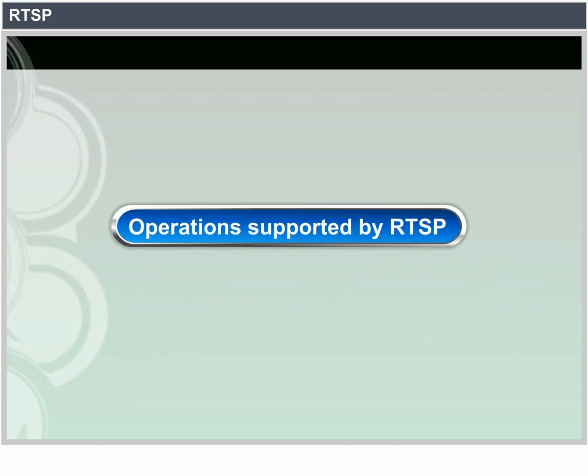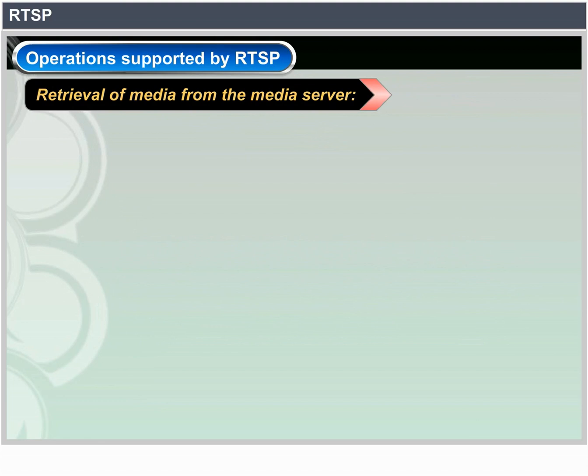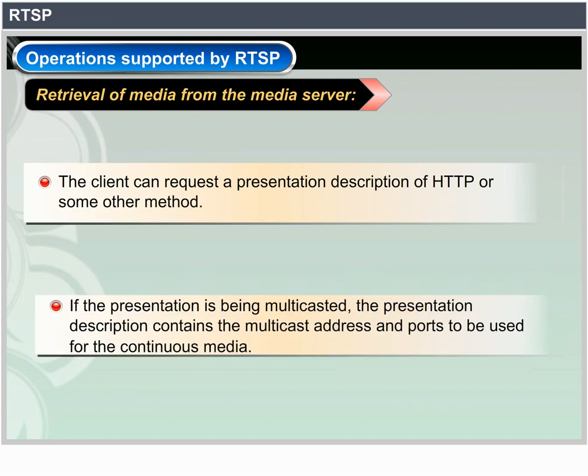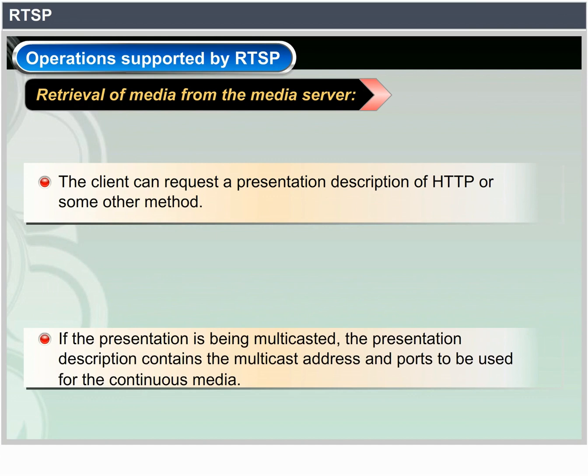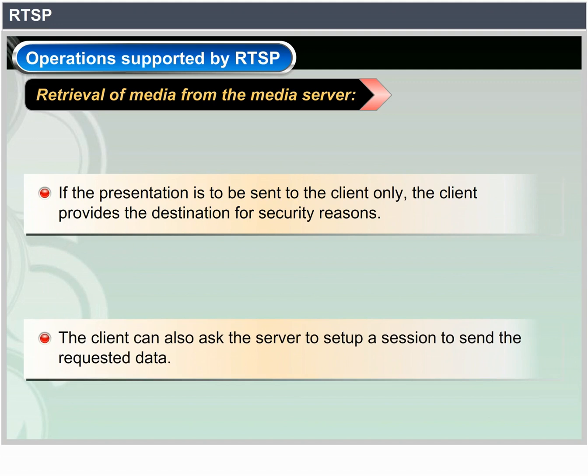Operations supported by RTSP. Retrieval of media from the media server. The client can request a presentation description via HTTP or some other method. If the presentation is being multicast, the presentation description contains the multicast address and ports to be used for continuous media. If the presentation is to be sent to the client only, the client provides the destination for security reasons. The client can also ask the server to set up a session to send the requested data.